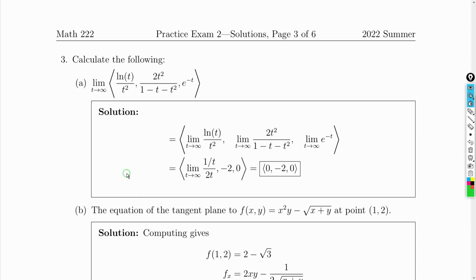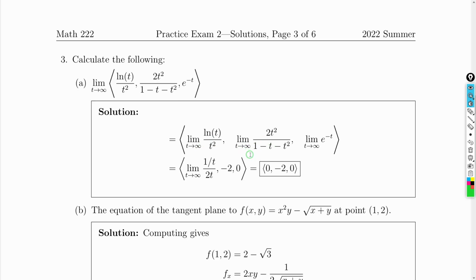Okay, number 3. So computing this limit of this vector valued function. As you should recall, all you have to do is apply the limit operation to each of the component functions. So we pass the limit into each of the component functions, and we compute these limits. The only one that needs a little bit of work is the first one. So let's just quickly talk about the other two.